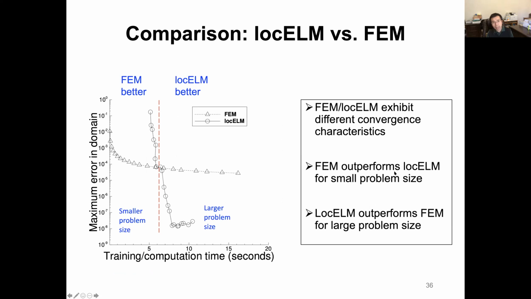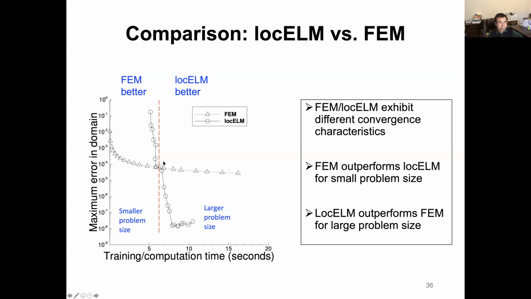Now, if I plot these two together, here we plot the maximum error in the domain as a function of the FEM computation time and as a function of the local ELM training time. So that's the curve we have. The triangle is the FEM. The circle is the local ELM. Notice that with the local ELM, we increase the number of collocation points per direction. With the FEM, we have to increase the mesh size per direction. And there's a crossover point. On the left side, the problem size is smaller, with a smaller mesh and fewer collocation points. On the right-hand side, the problem is larger.